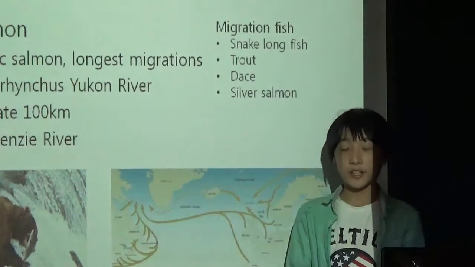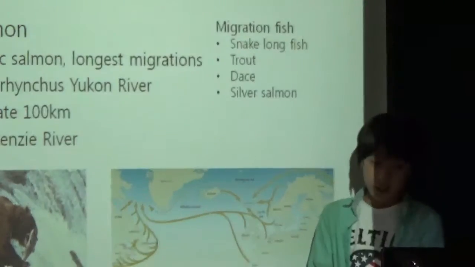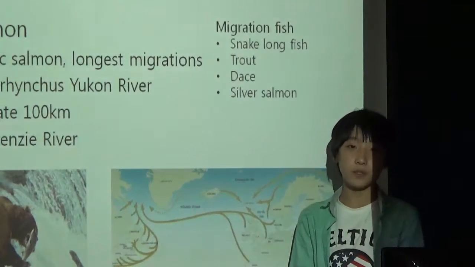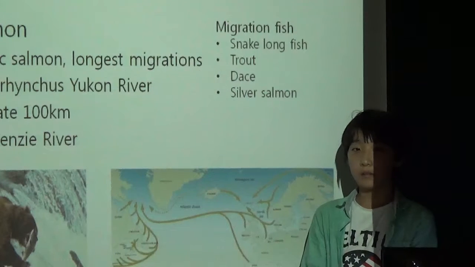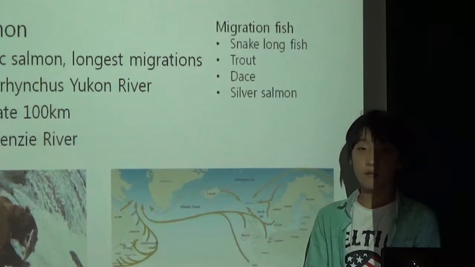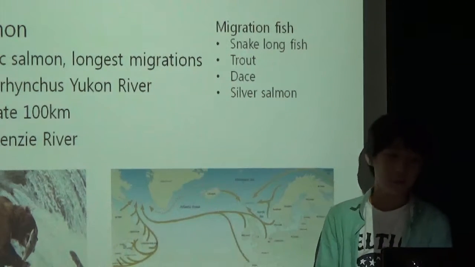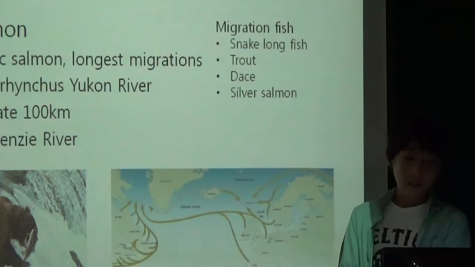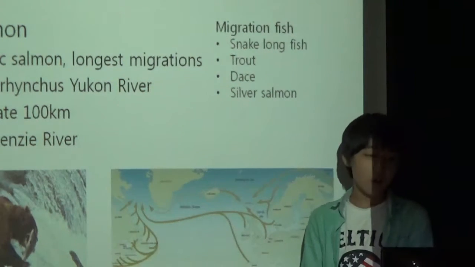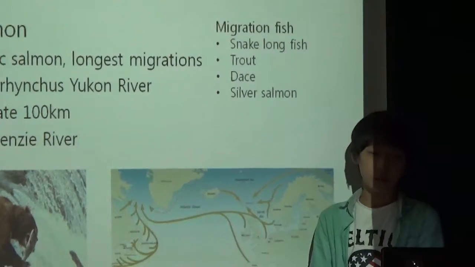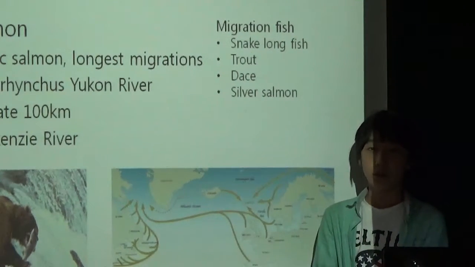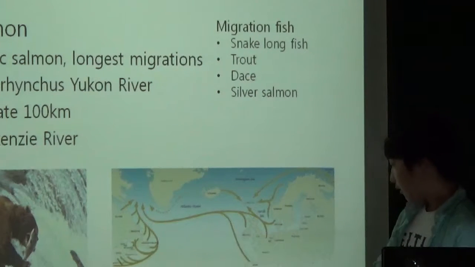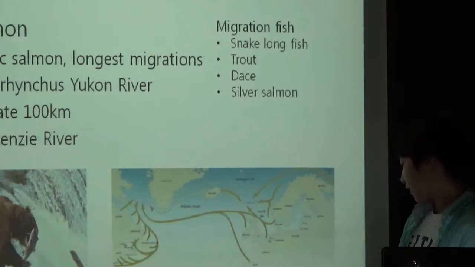Hello, I'm Jane. I will introduce the migration of fish. Salmon have the largest range of any Pacific salmon. Salmon migrate along the Yukon River, and they migrate 100 km to the Mackenzie River. This picture is salmon's migration route.